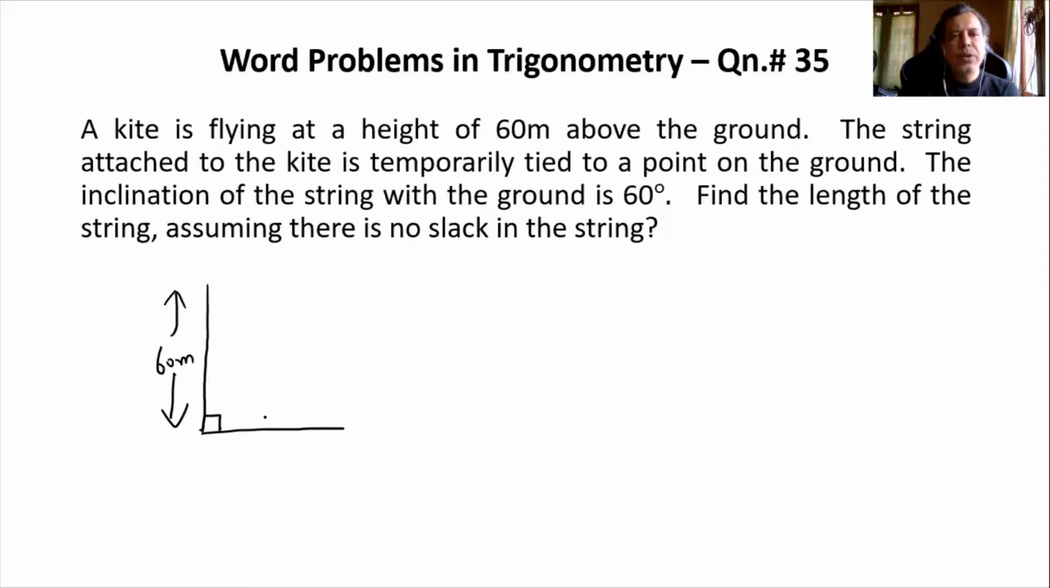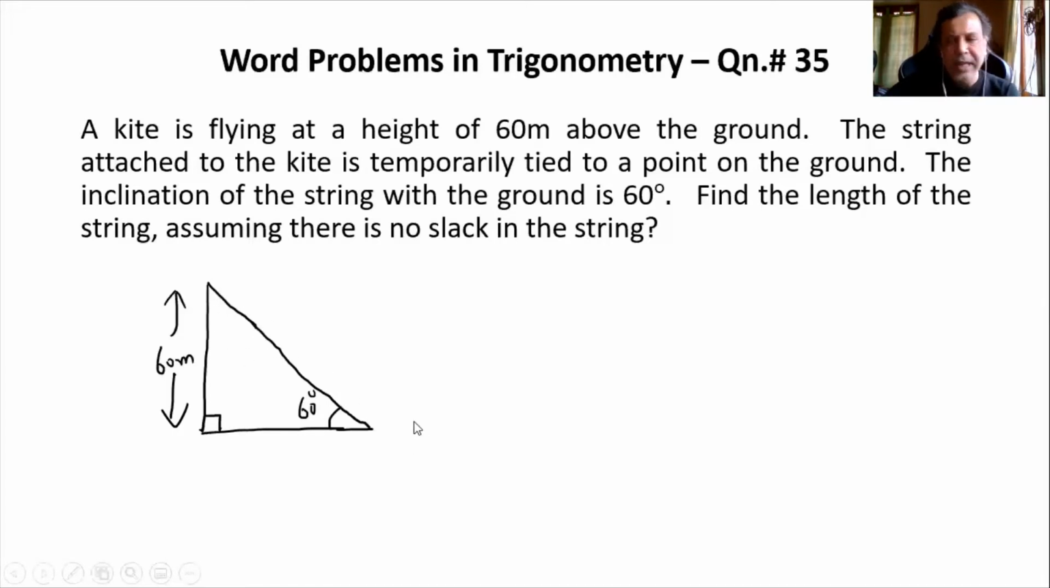The string attached to the kite is temporarily tied to a point on the ground. So this, let us call it the string, and that is being tied to the ground. So the hypotenuse becomes your string. The angle of inclination of the string with the ground is 60 degrees. This is 60 degrees. Find the length of the string, assuming that there is no slack.